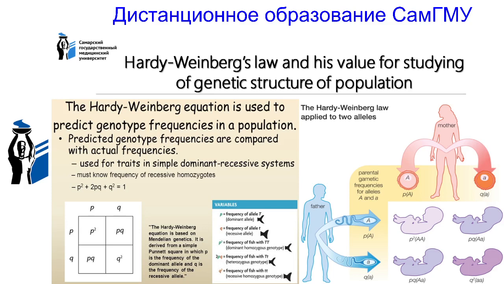Hardy-Weinberg's law has mathematical and verbal expressions and two formulations. The frequency of occurrence of genes of one allelic pair in a population remains constant from generation to generation. P plus Q is equal to 1. P is the frequency of occurrence of the dominant allele. Q is the frequency of occurrence of the recessive allele. The frequencies of occurrence of genotypes in one allelic pair in the population remain constant from generation to generation, and their distribution corresponds to the decomposition coefficients of the Newton binomial of the second degree.